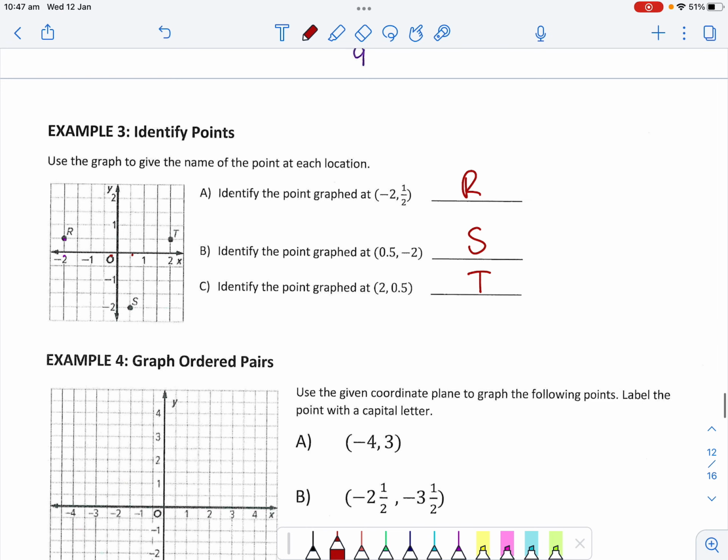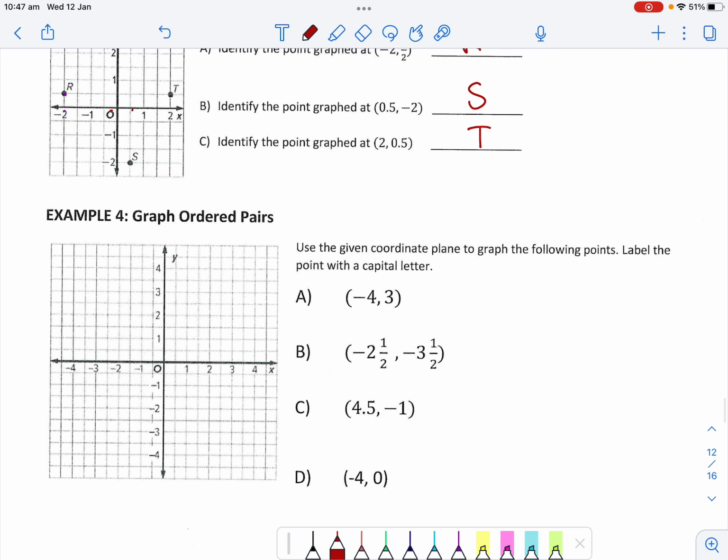In example number 4, we're actually plotting the ordered pairs. Now again, on this graph, making sure that we're paying attention to the fact that every other box is 1. So when I plot -4, I'm going to go all the way over to -4, and then when I go up to 3, it's actually going to be 6 boxes. So 1, 2, 3 is up here, and then I'm going to label it with a capital letter, so capital A. Part B, -2.5 is going to be in between -2 and -3, and then down to -3.5 is going to be in between -3 and -4.